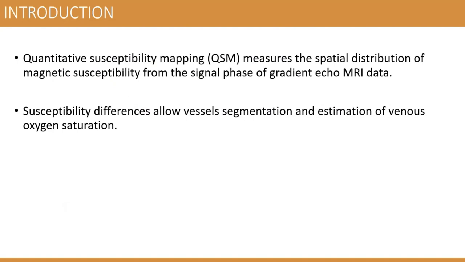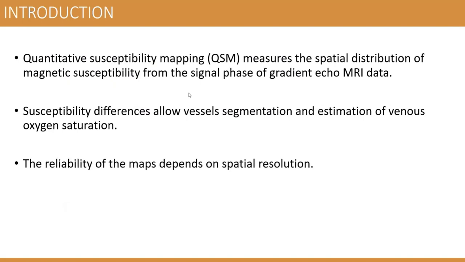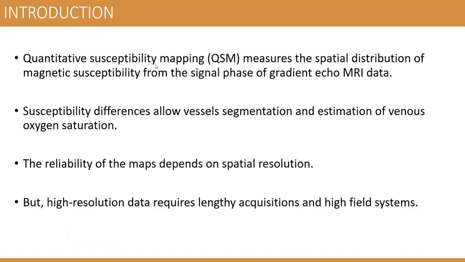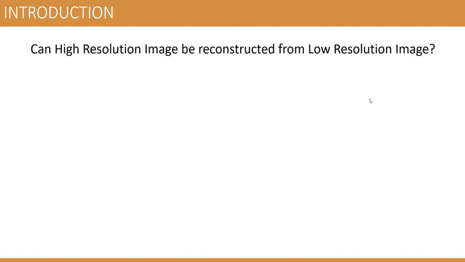So we already know, and we also know that in order to do that, we really need a very good spatial resolution, because with very low resolution, we can have a lot of partial volume problems. Therefore, we cannot really segment our vessels and estimate OEF. But at the same time, in order to have high resolution data, we need to keep the people in the scanner for longer, and also really need a high field system. So it would be cool if we can reconstruct the high resolution image from a low resolution image.